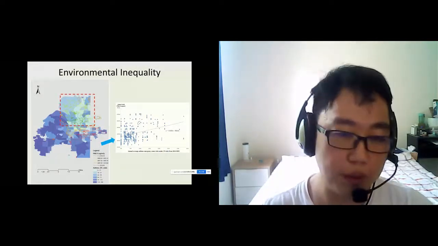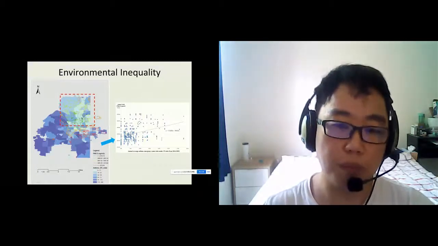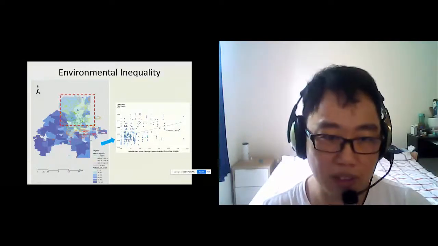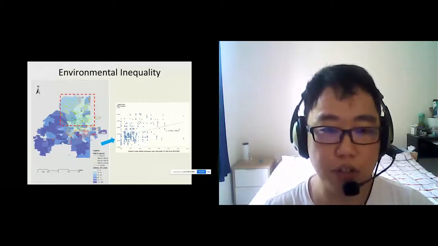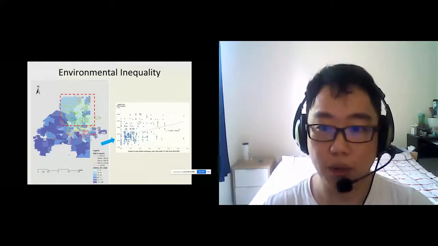And according to previous findings, many people are willing to exercise in northern Atlanta. So there are many sweet spots in northern Atlanta. Sweet spots means there are larger trip counts but lower air pollution. So that's a very good sign.